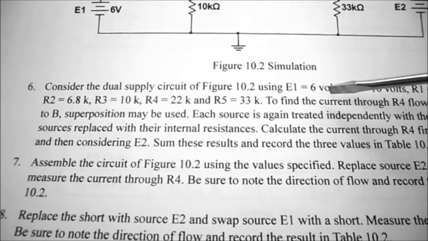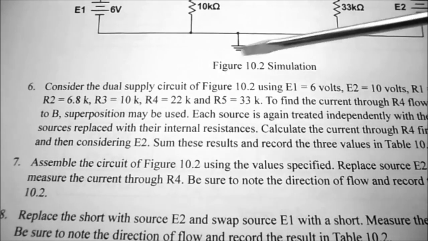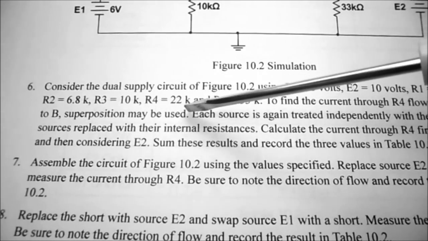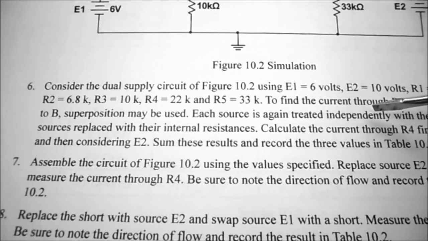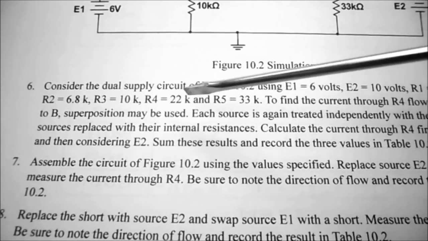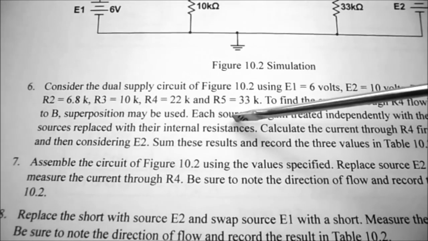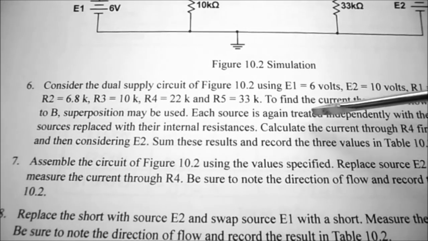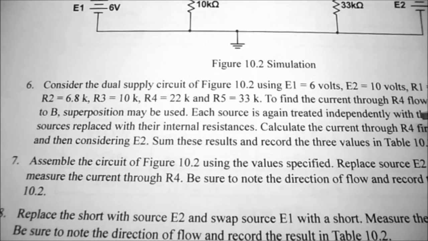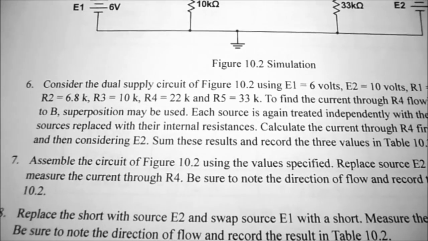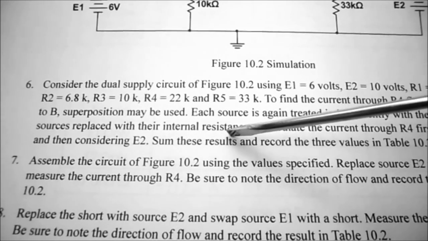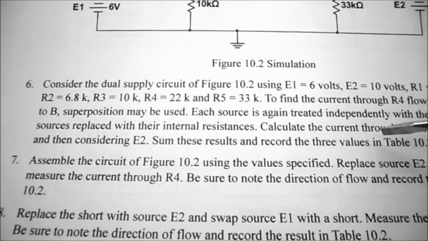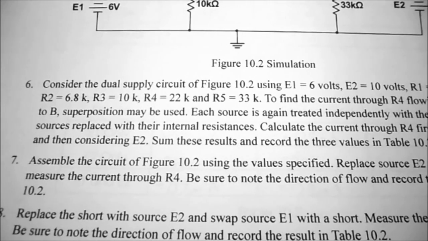It says to find the current through R4 flowing from node A to B, superposition may be used. Each source is again treated independently, with the remaining sources replaced with their internal resistances. It says to calculate the current through R4 first, considering E1, and then considering E2. Then sum these results and record the three values in table 10.2.